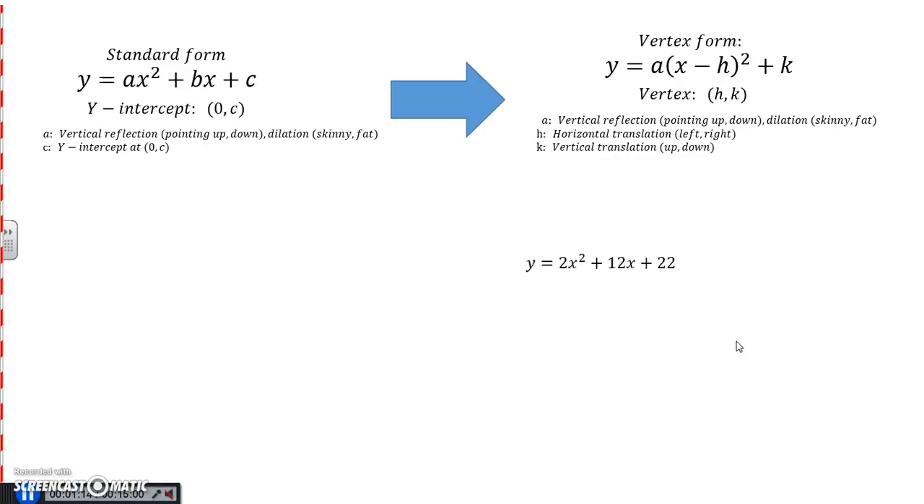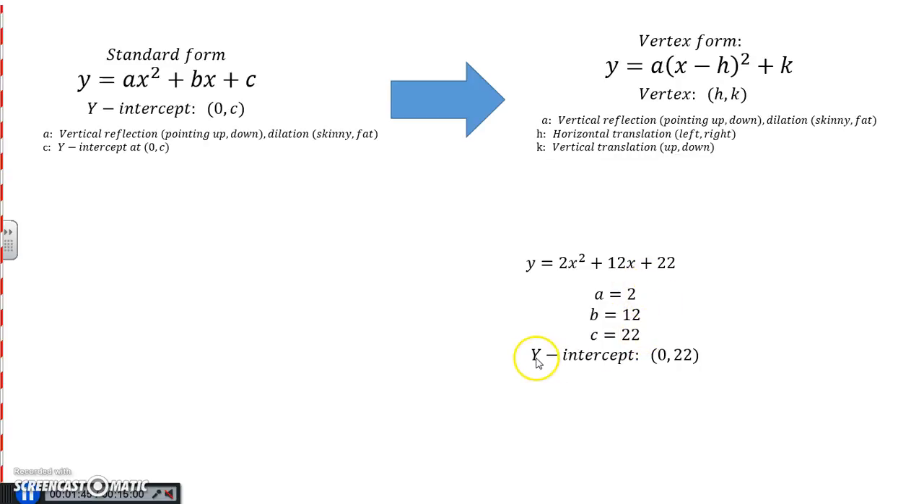So we're going to start with our standard form quadratic equation of y equals 2x squared plus 12x plus 22. And we know that a is equal to 2, b is equal to 12, and c is equal to 22. Note that it's just the constant number, the coefficient in front of the variables, not the variables as well, because I often see that mistake made by students. So we know a, b, and c.